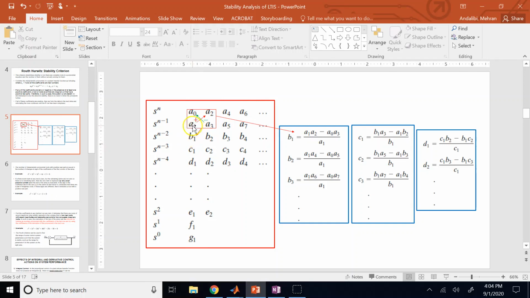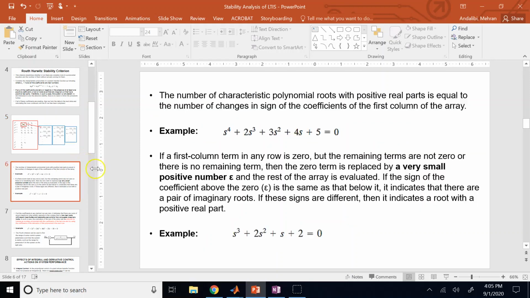If you have a change in the sign, so let's say B1 is negative. When you go from a positive A1 to a negative B1, there is one change in sign, and then when you go back from negative B1 to positive C1, that's another change in sign, so 2. Since there are 2 changes in the sign, it means there are 2 roots with positive real parts. So the number of changes in the sign that you see in the first column is exactly equal to the number of roots that have a positive real part.